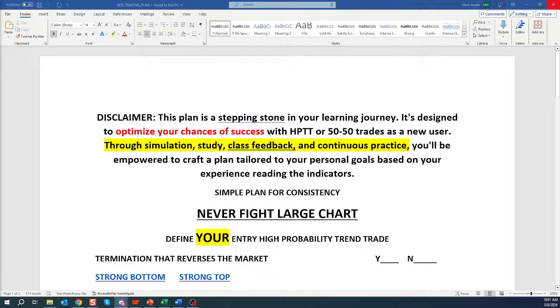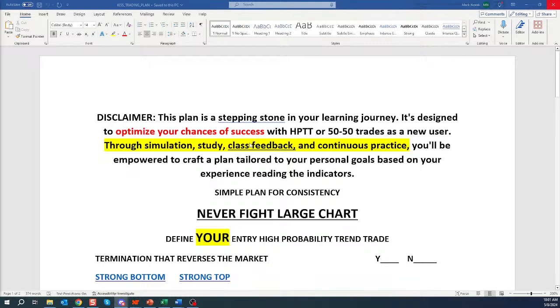Josh, you're going to find your entry if it's the wrong color, as long as you have momentum and a clear path. You're going to find quick little hits where you can make just a little bit of money if you have a clear path and momentum, guys. And this plan is designed to optimize your chances of success. It's designed to give you the best chance of success with the high probability trend trade and that 50-50 area with the potential to break trade. It's going to be your simulation, study, class feedback, and continuous practice.